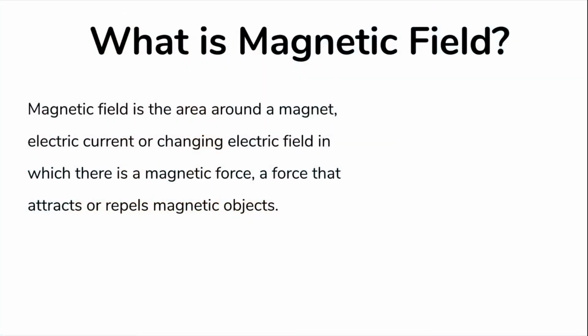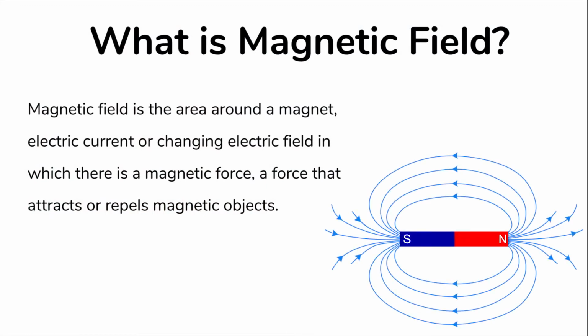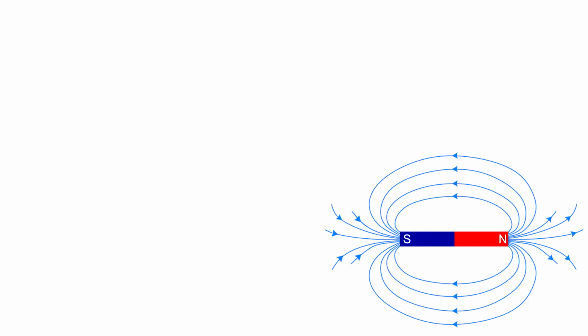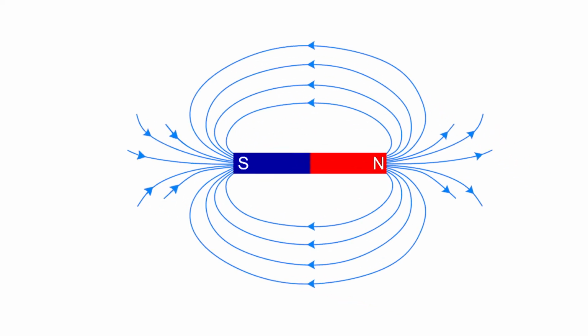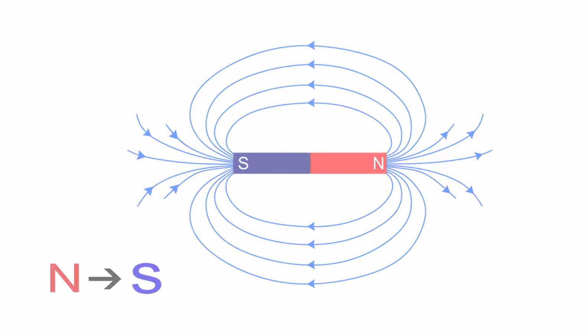Let's begin by understanding what is the magnetic field. Magnetic field is the area around a magnet in which there is a magnetic force, a force that attracts or repels magnetic objects. Have a look at this figure. Crowded magnetic lines indicate a strong magnetic force in that area. Spread out magnetic lines indicate a weak magnetic force in the area. The direction of the magnetic field is always from north to south.